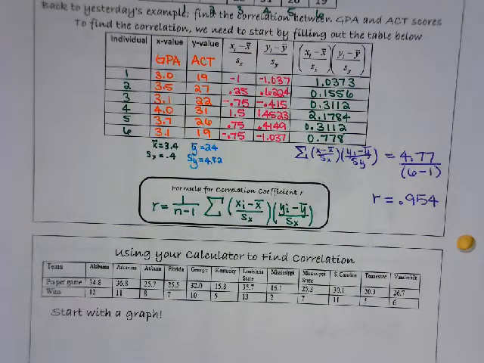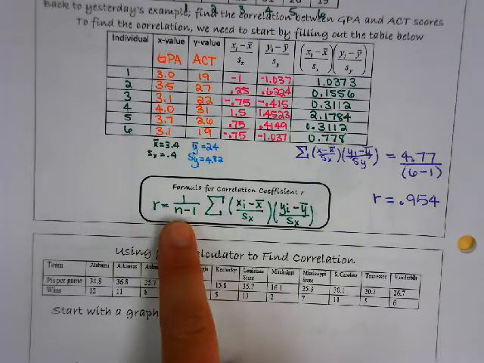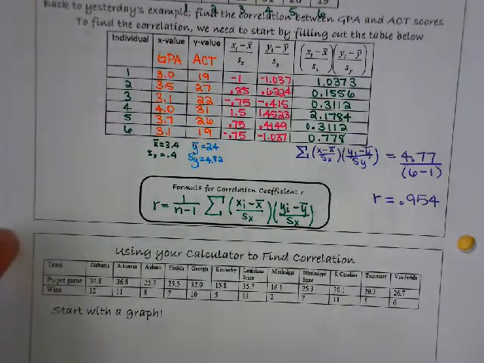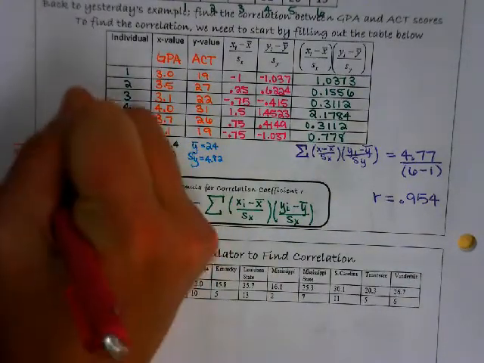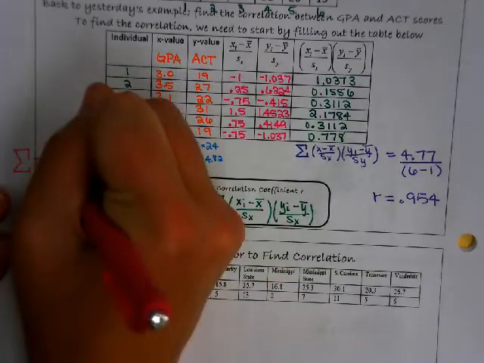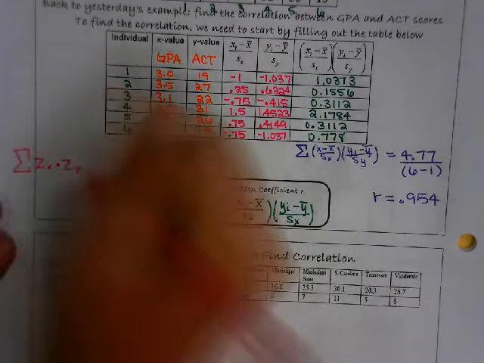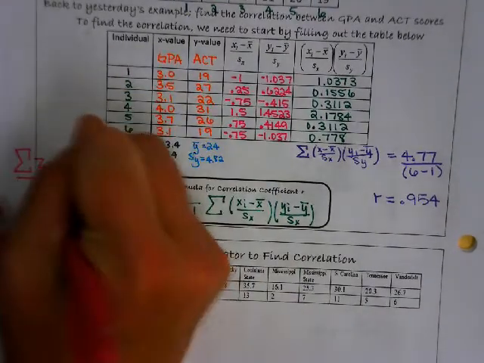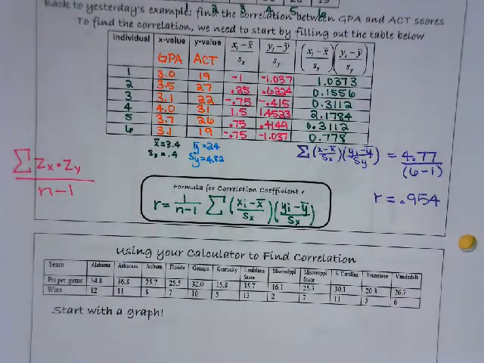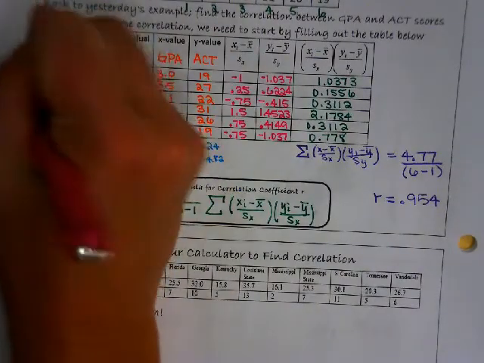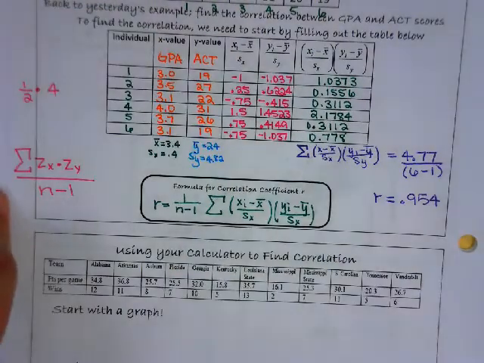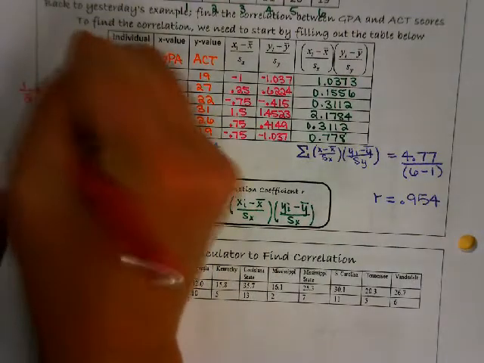Instead of putting the whole summation of the z-scores of x times the z-scores of y over n minus 1, they write it as a fraction multiplied in front. So if you took 4 and you multiplied by 1/2, you get 2, right? So instead of writing 4 divided by 2, they just write it that way. It's just a different way to show division.